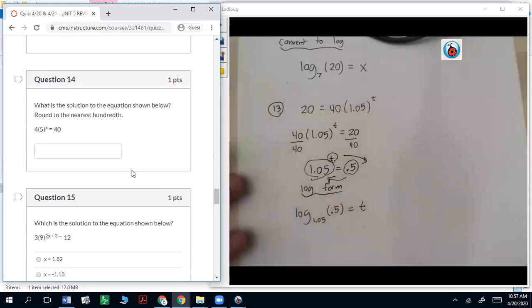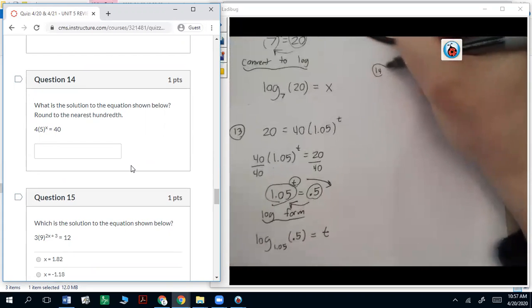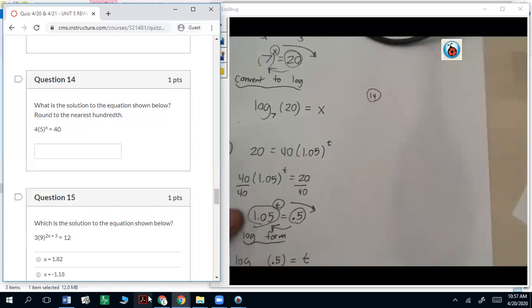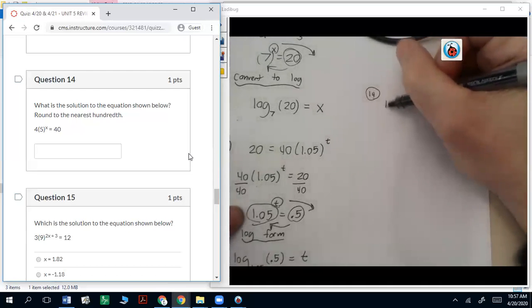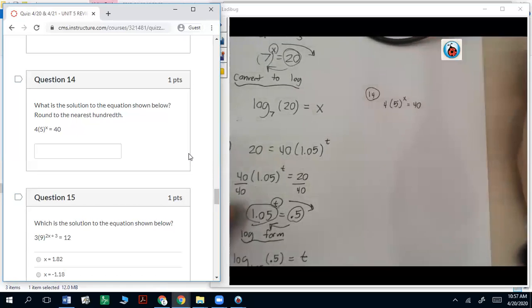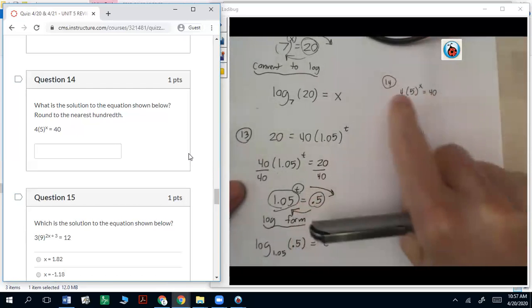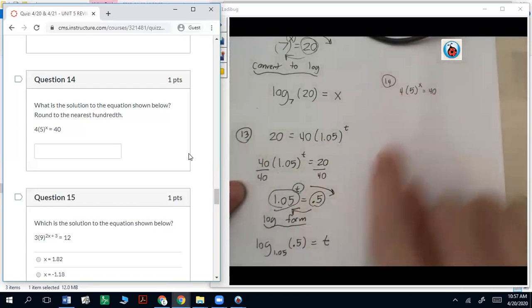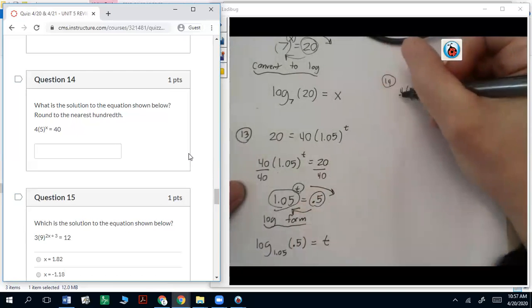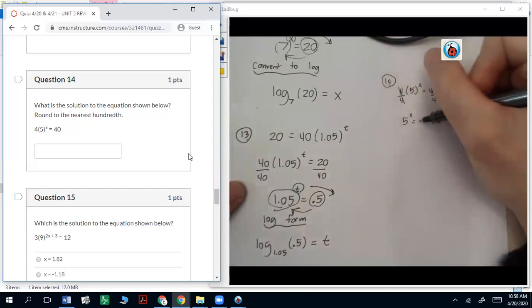All right, question 14. What is the solution to the equation shown below? Round to the nearest hundredth. 4(5^x) = 40. Again, if we follow the steps in the last type of problems, we want to always divide by the number out in front of the base. So I'm going to divide the 40 by 4 to get 10.